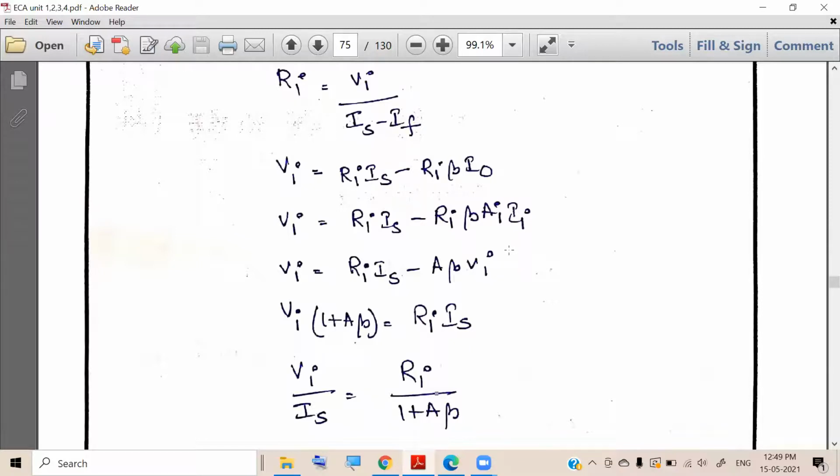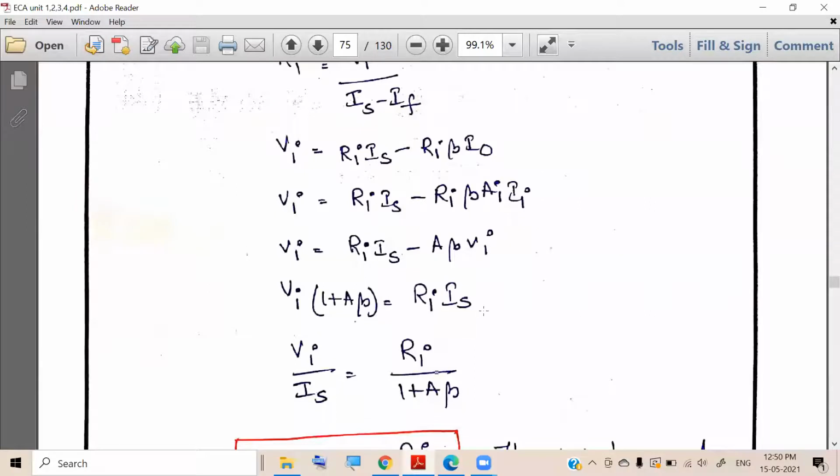Here this minus term, if we bring it to LHS, it becomes plus. And Vi we can take common, same old story. We will get 1 plus A beta. So Vi, if we take common, here 1 will remain, minus A beta becomes plus A beta. This negative term we are bringing to LHS and we are taking Vi common. On the RHS, we have Ri Is.